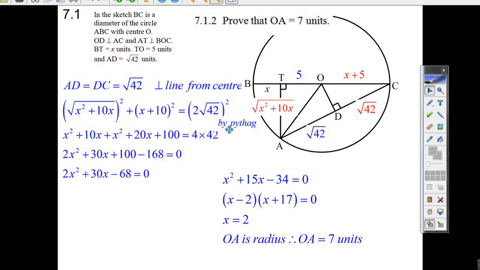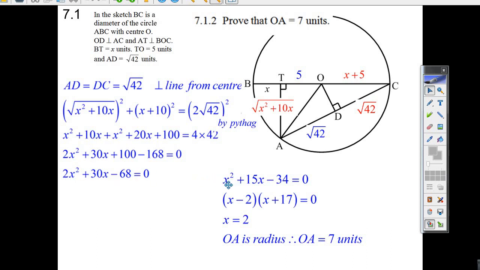Now it's just Pythagoras. It's this root of X squared plus 10X, what TA squared is. X plus 10 is from T all the way to C. You square it, and it should equal 2 root 42 squared. And then you just work it out. This is just X squared plus 10X when you square a square root. X plus 10 squared is X squared, 20X and 100. 2 root 42 squared is 4 times 42, which is 168. You subtract from this 100, you get minus 68.